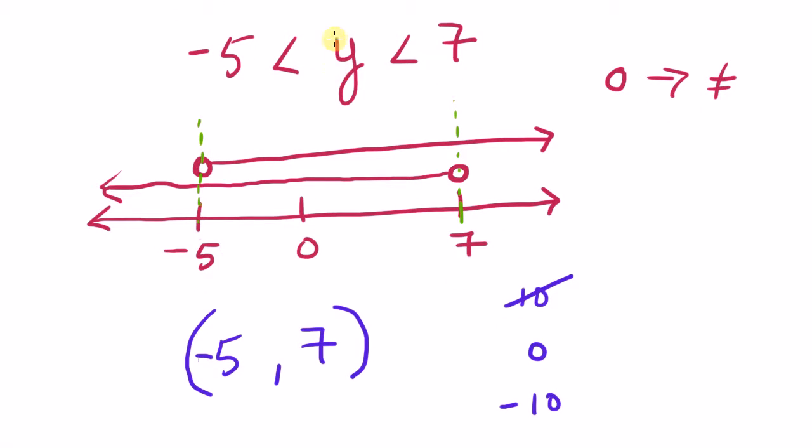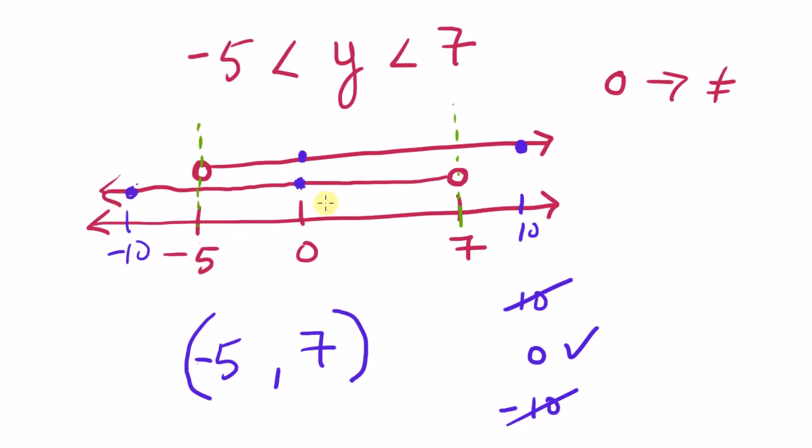-10. Plug -10 in here. Is -10 greater than -5? No. But it is less than 7. So it can't be a solution. 0. Is 0 greater than -5? Yes. And it's less than 7. So there we go. And we can see that it satisfies both equations here when 0. When 10 would be over here, notice that it only satisfied one of the equations. And -10, notice that it only satisfied one of the equations.